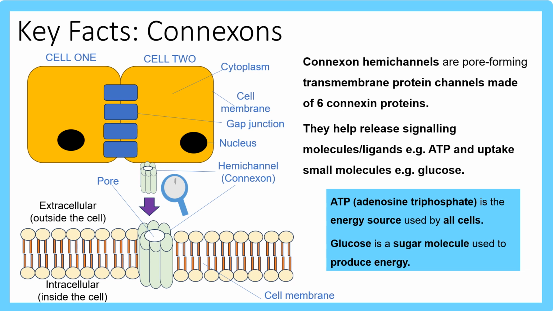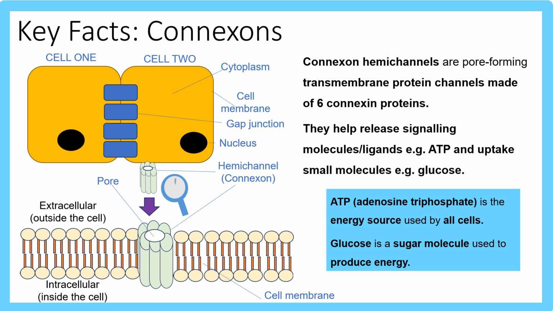Now, with these cells, you have a hemichannel, and the hemichannel is known as a connexon. It consists of 6 proteins, and then you have a hole in the middle, like a pore, and that is what creates the protein channels. So it's like a channel or a tube passing through it, but you've got 6 connecting proteins around it, and that's what forms the pore in the middle.